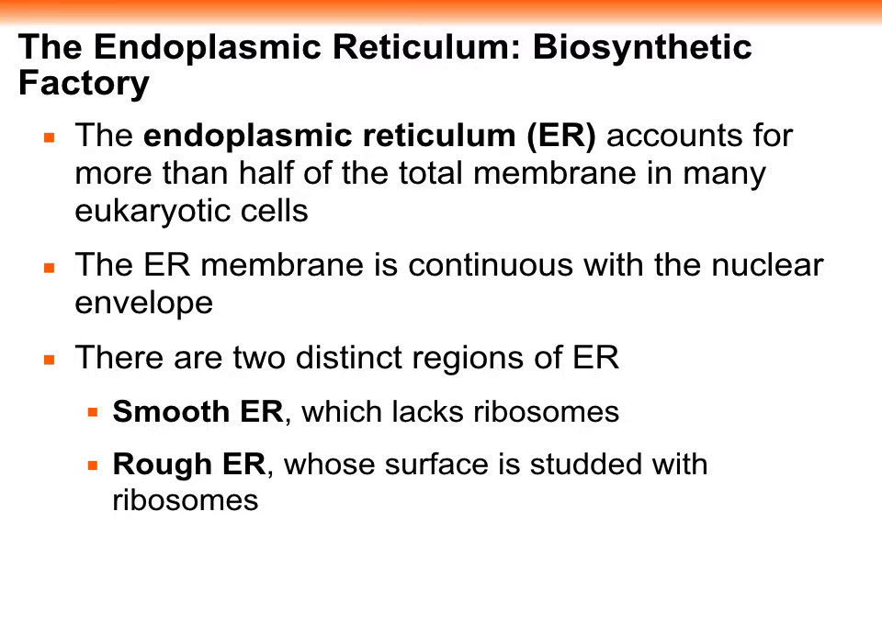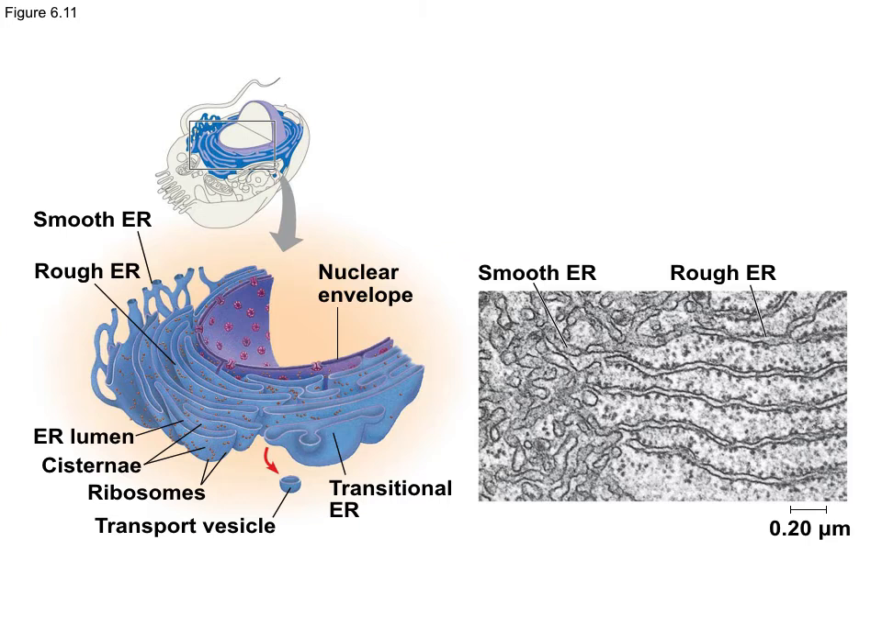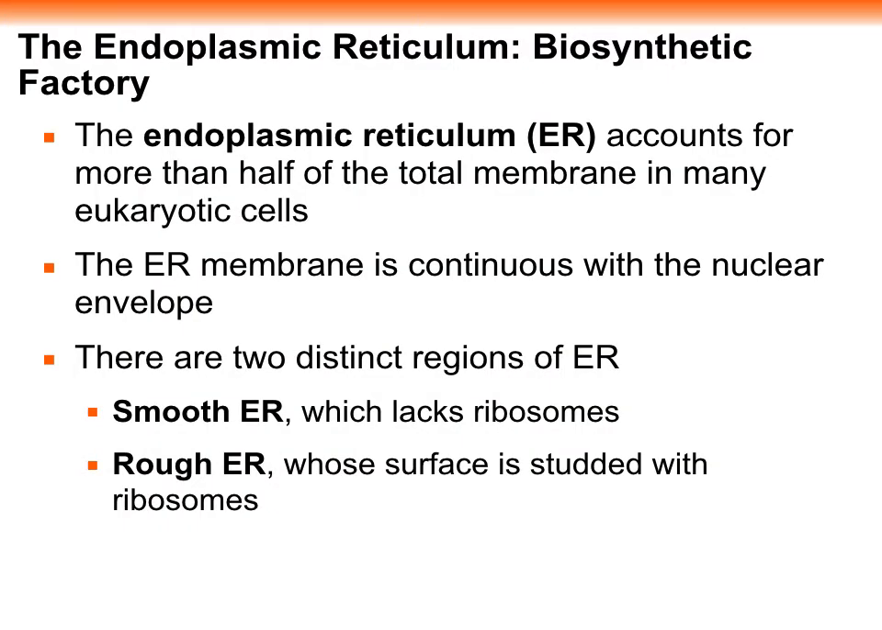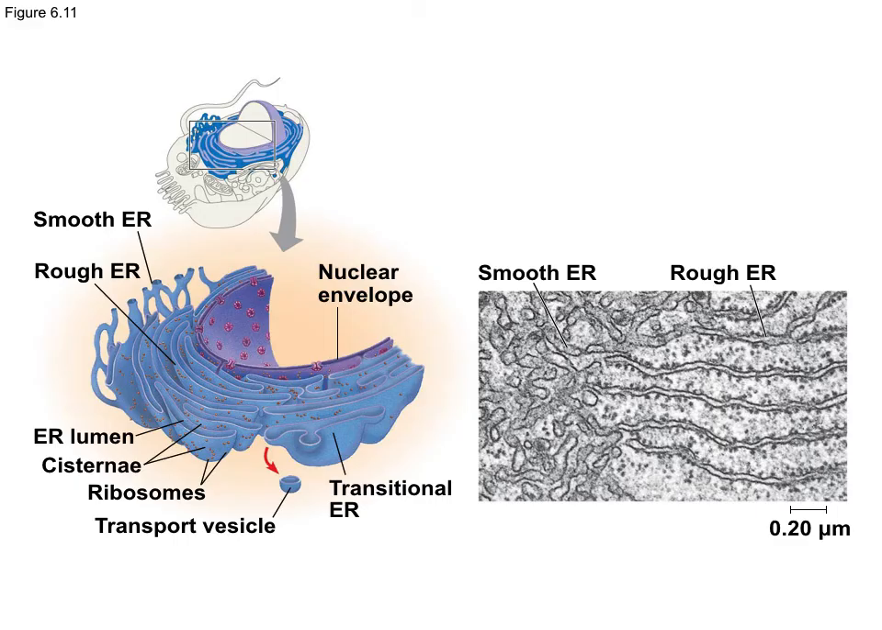Well, the rough ER is named rough because it looks like it's been pinned with these little bumps. These bumps are ribosomes that are attached to the ER. So it looks rough, and that's where it gets its name, rough ER. And the smooth ER is called smooth because it looks more smooth than rough. The smooth ER does not contain ribosomes.